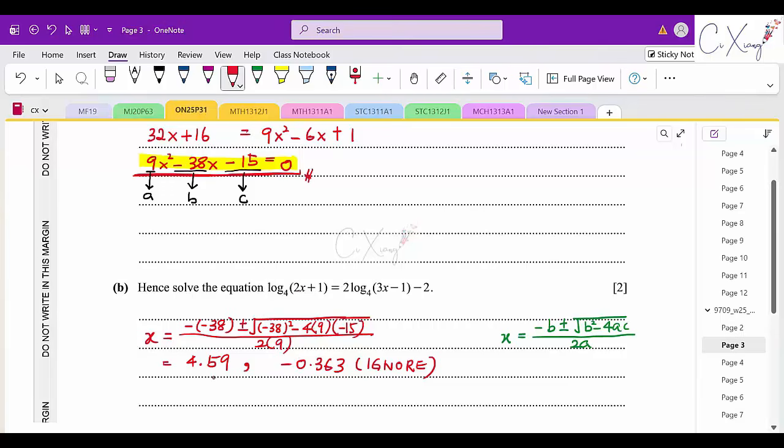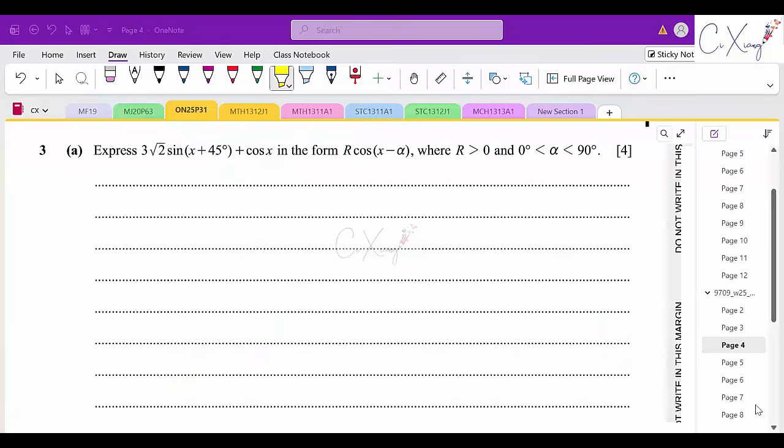Then you try again to test using x equals 4.59. Substitute it into both log functions here, and you realize that it will give you a certain value, which is not a math error. So that means we only accept this particular answer here. Right, so this is how we answer question number 2.